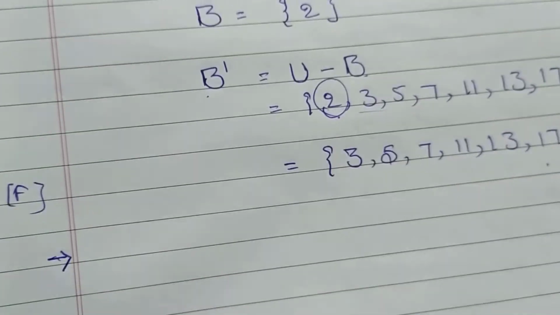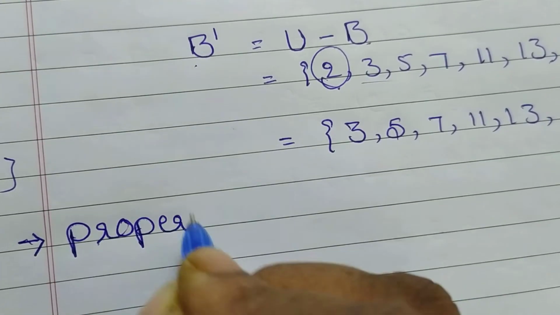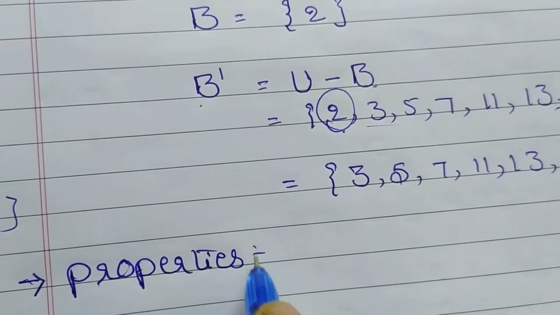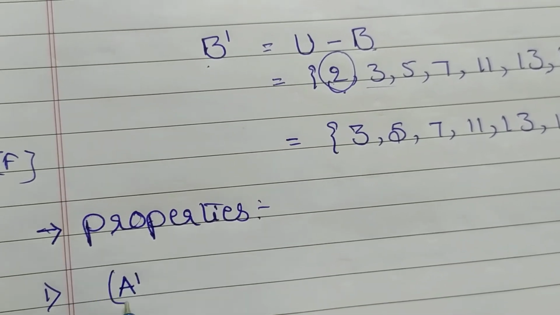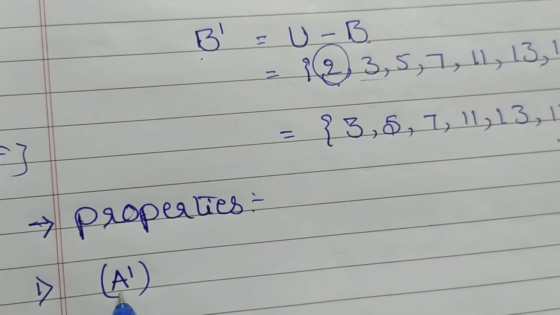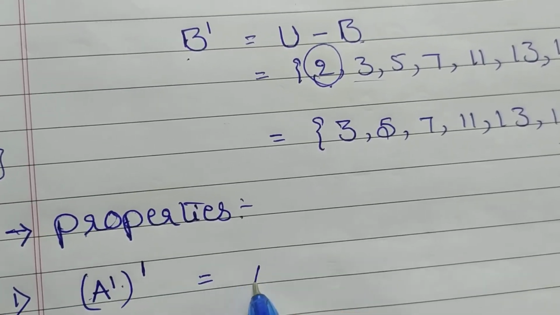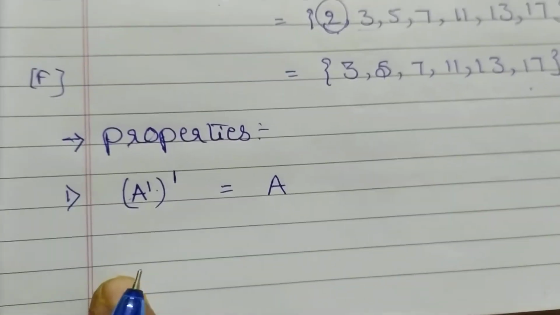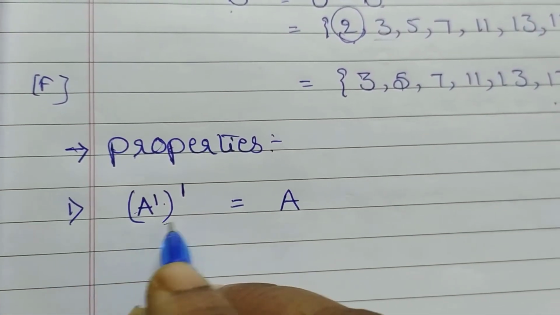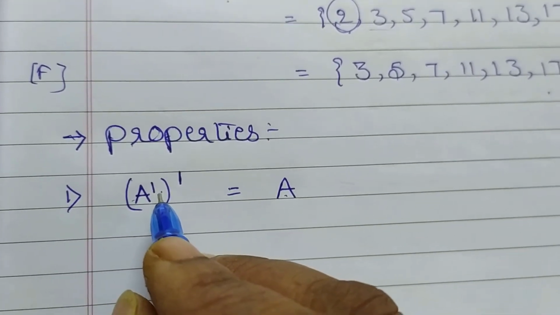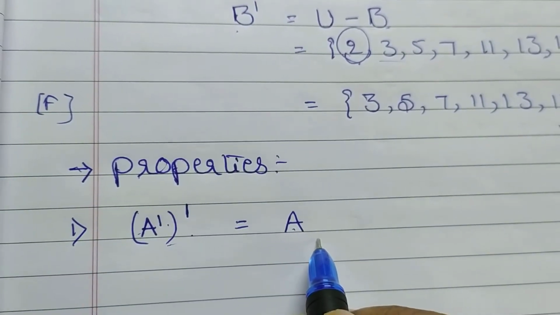Now coming to some properties of the complements of a set. The first one is the complement of a complement. Suppose A complement whole complement, meaning I am taking the complement twice. A complement whole complement is A. You check by taking any example, you are going to get the same thing. If you take the complement twice, you get the set itself.